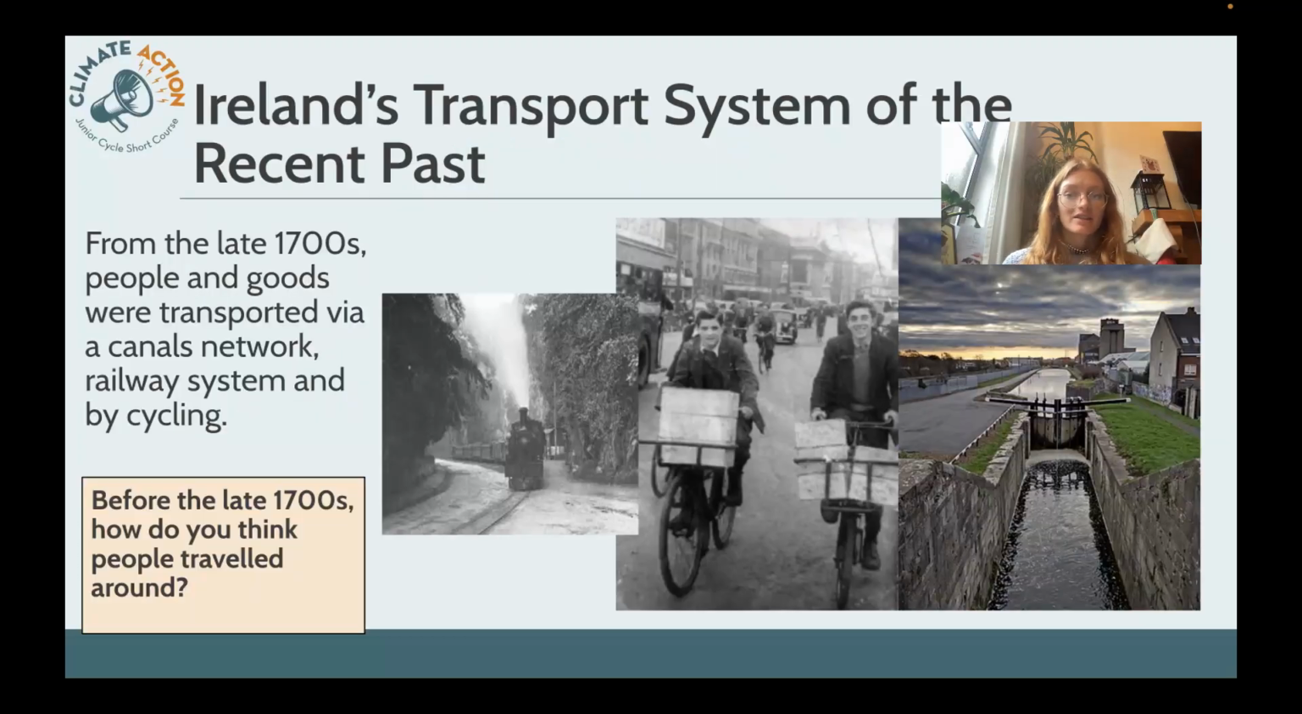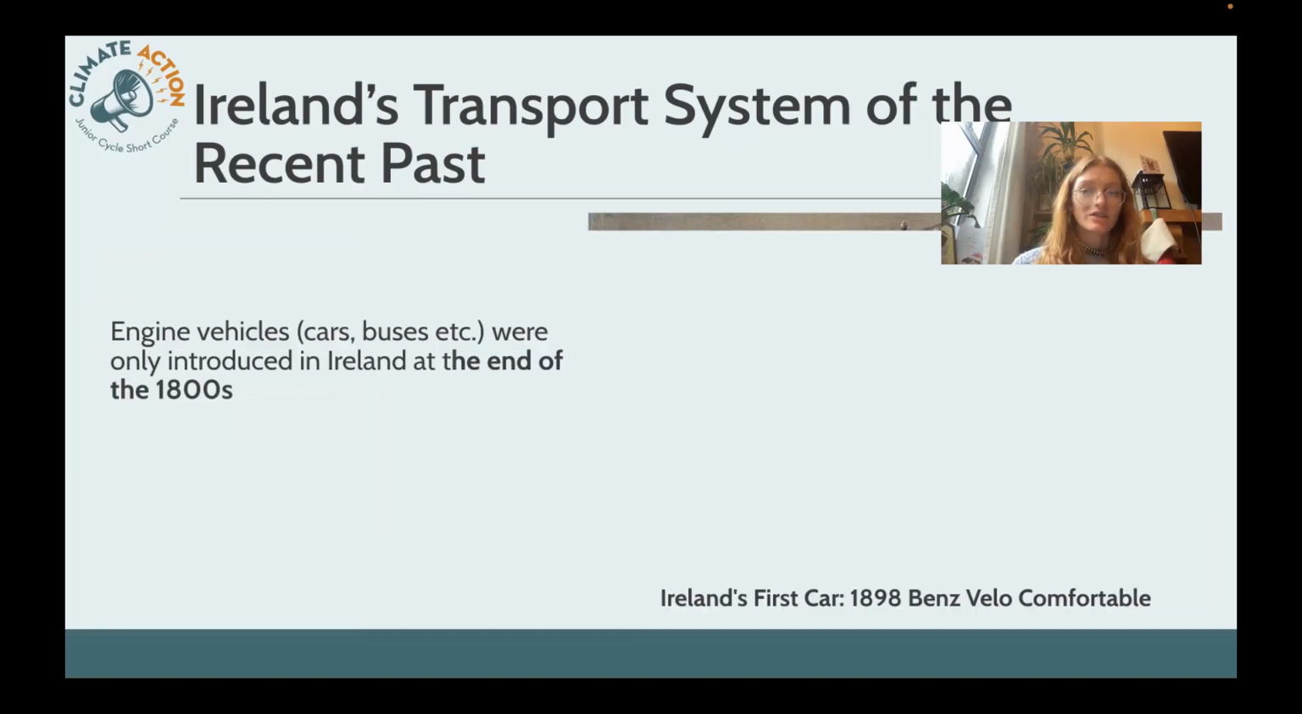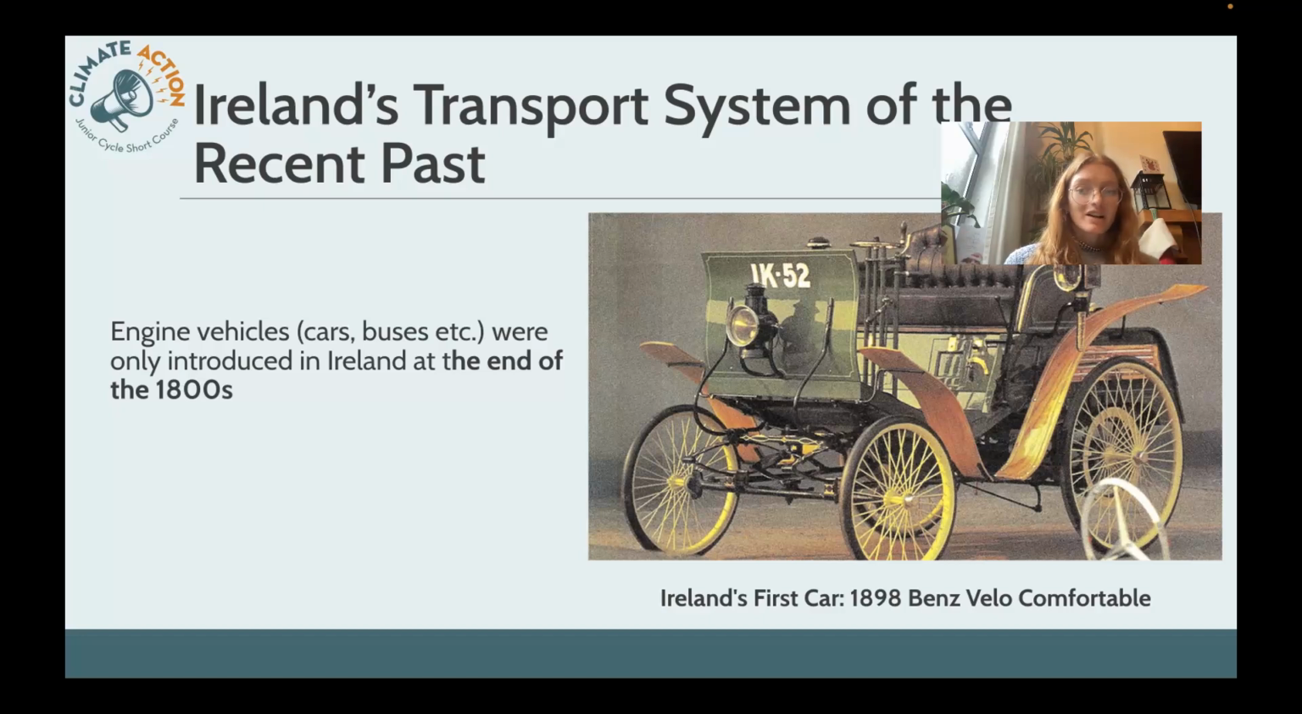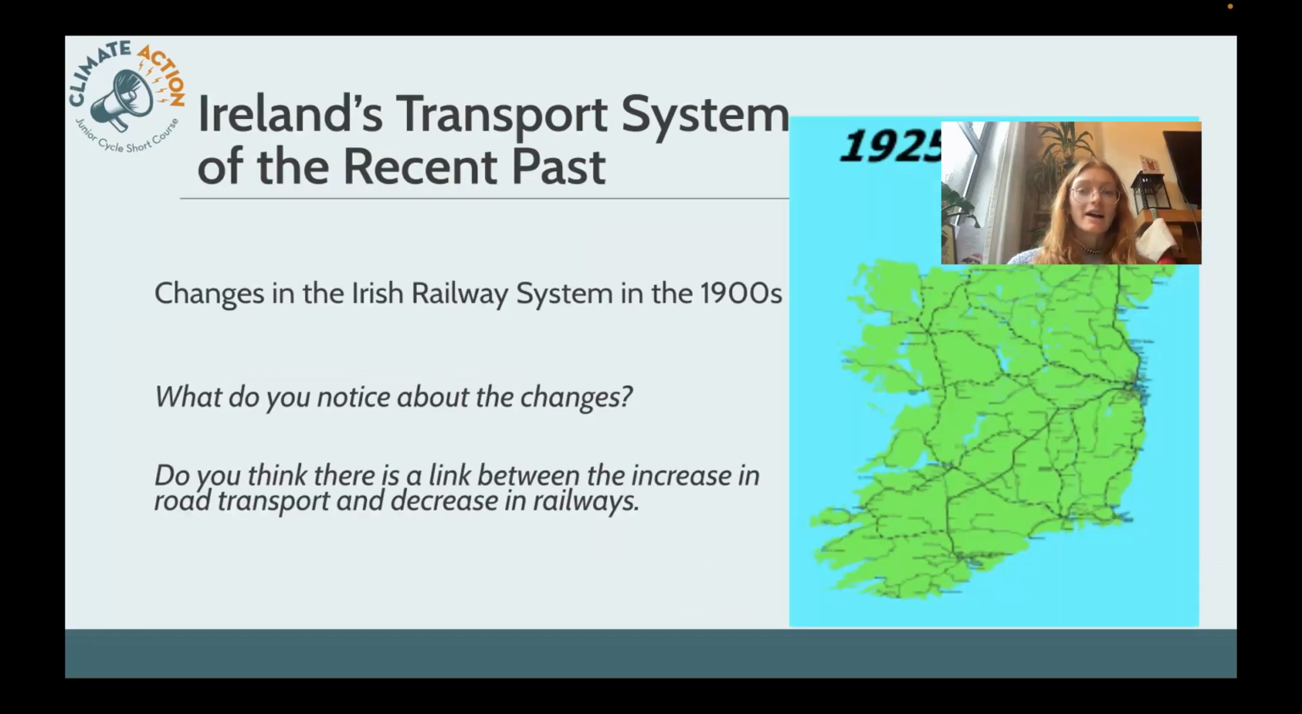So you're just looking at canals and railways and bikes and stuff from the late 1700s. The first car was only introduced at the end of the 1800s, in 1898, so almost the 1900s. This is a video, so just be careful, this video will start to play immediately when you go into the slide, and it shows the reduction in railways in the 1900s. And you can have a conversation about cars were introduced and railways were decreased, and what's that about?